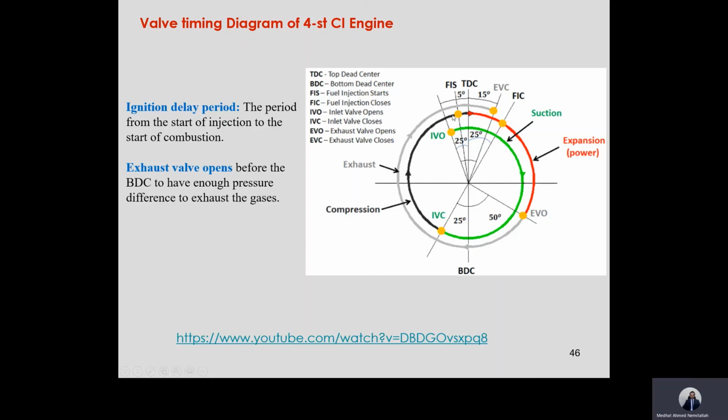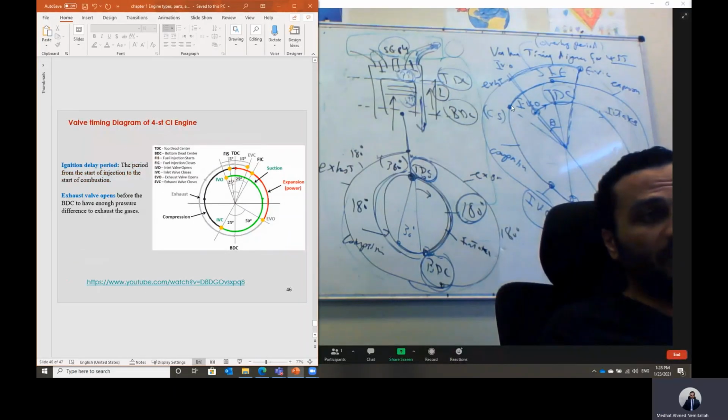There's a difference between compression ignition and gasoline for the 4-stroke, which is that we have self-ignition. Here in the gasoline engine, the spark is initiated during the compression stroke. But in the case of diesel, we have self-ignition that usually occurs a few degrees before the top dead center.